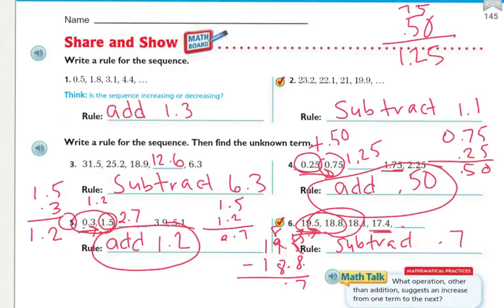If that is the case, if 0.7 is the case, in order to find out this blank, I'm going to take 17.4 and I'm going to subtract 0.7. I can't take 7 from 4, so I'm going to make it be 14. This will be a 6. I'll have 16.7. 16.7 will be my answer there.